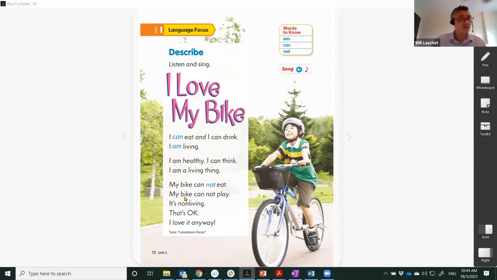My bike cannot eat. My bike cannot play. It's non-living, that's okay. I love it anyway.